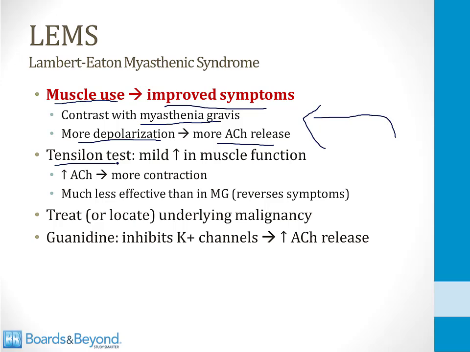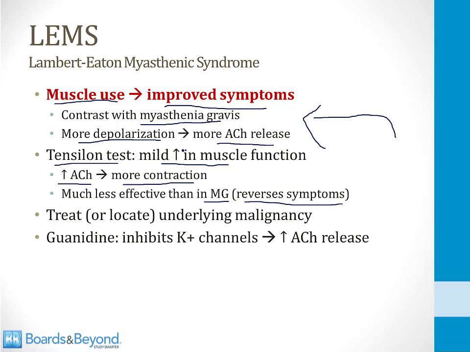If you do the tensilon test in Lambert-Eaton, you will see a mild improvement in muscle function. Basically, administering edrophonium leads to some increase in acetylcholine in the synapse, and this will lead to more contraction. But this is much less effective than in myasthenia gravis. In myasthenia gravis, the tensilon test can completely reverse the symptoms. All you see in Lambert-Eaton is a mild improvement in muscle contraction.